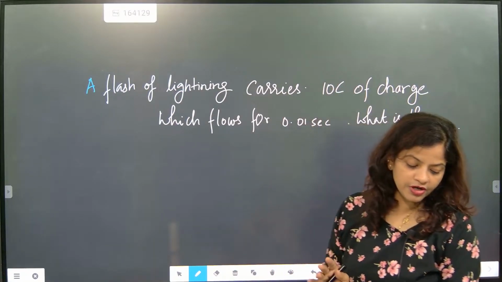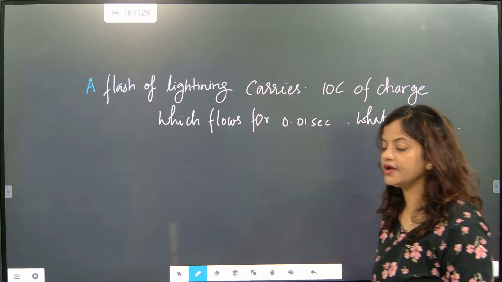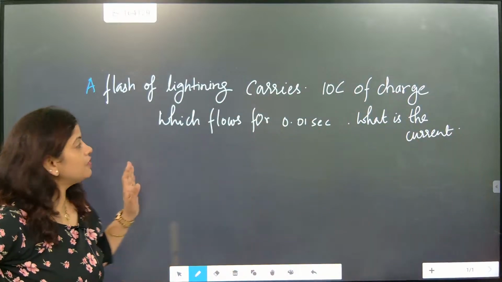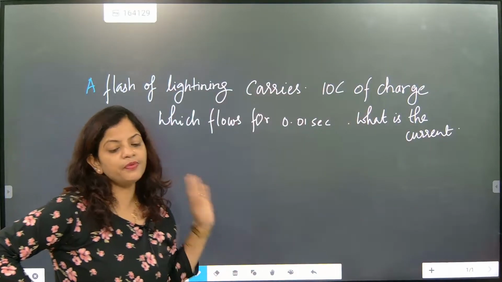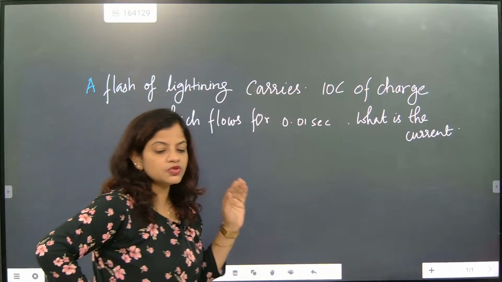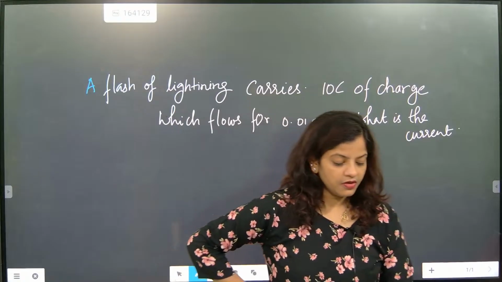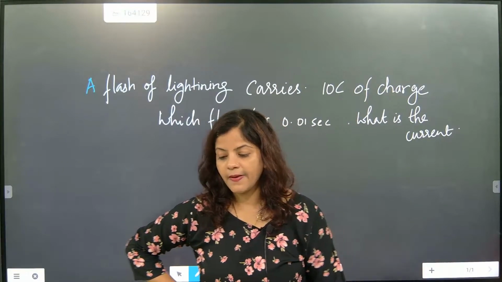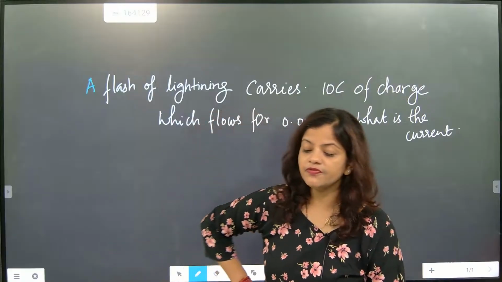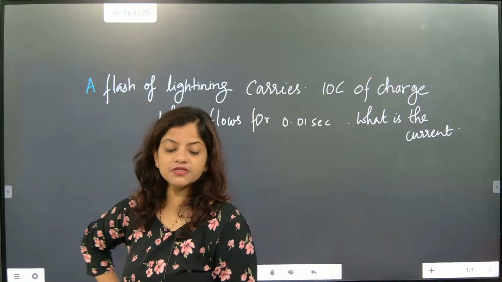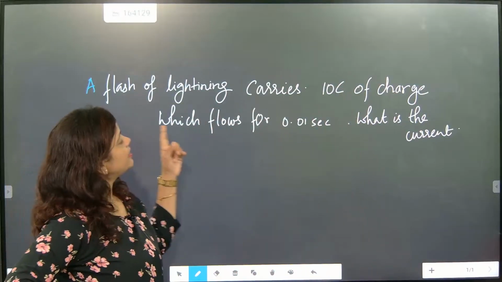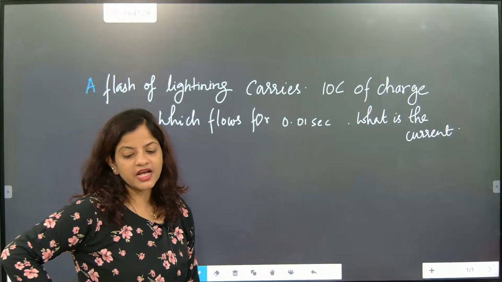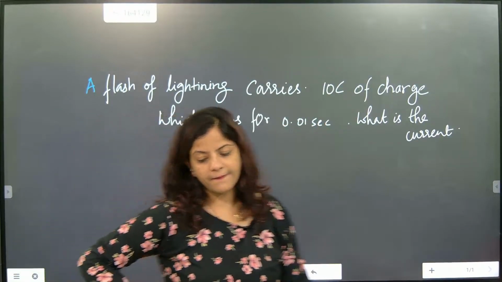Come on, this is the easiest question. Now start solving it. What is the current? It is a simple question, because it totally depends upon the formula. Just solve it. Come on, start solving the question, please. So this is what a flash of lightning carries. How much time? 0.01 second. What is the answer? 1000 ampere.